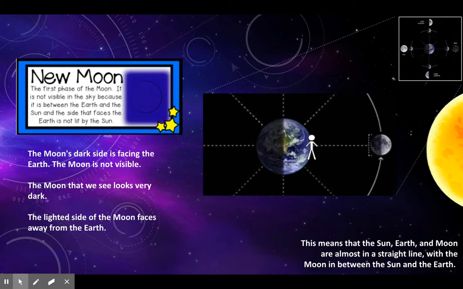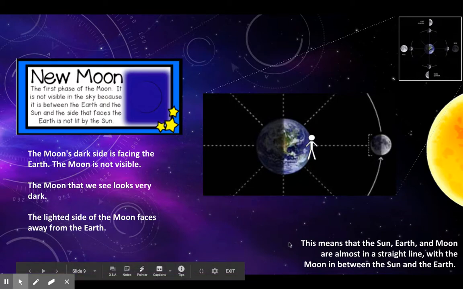It is not visible in the sky because it is between the earth and the sun, and the side that faces the earth is not lit by the sun. The moon's dark side is facing the earth, and we see that right here. The moon is not visible. The moon that we see looks very dark. The lighted side of the moon faces away from the earth. Okay, and this is what it looks like too up there. This means that the sun, earth, and moon are almost in a straight line with the moon between the sun and the earth. This is when we have a new moon.